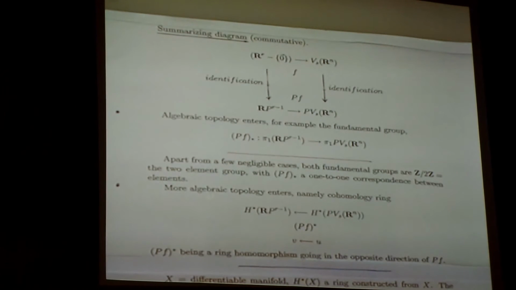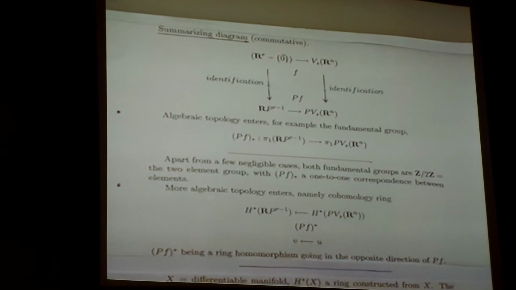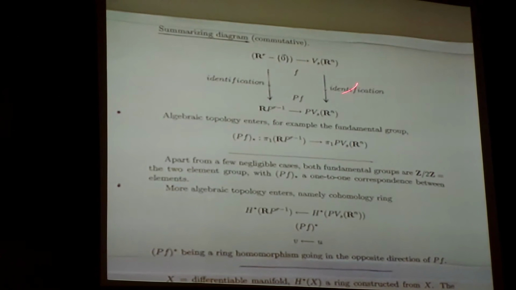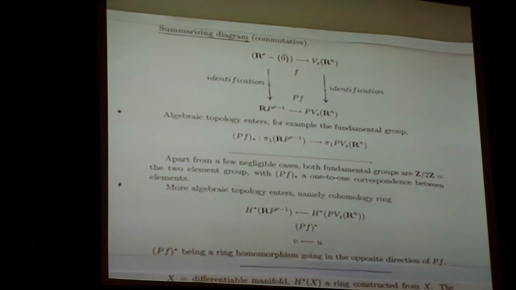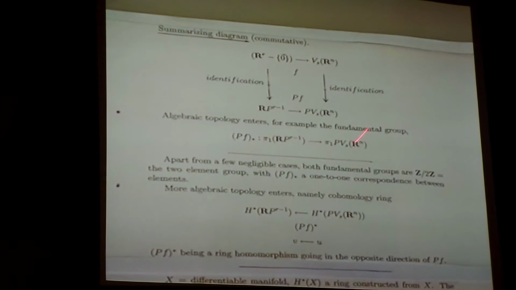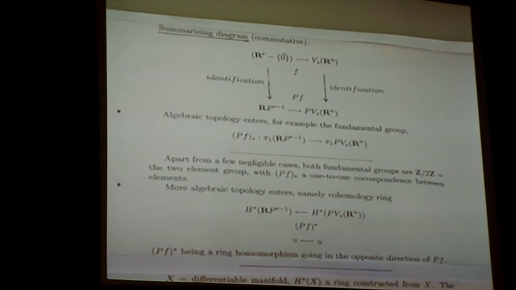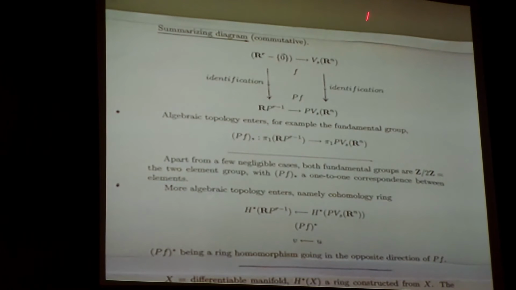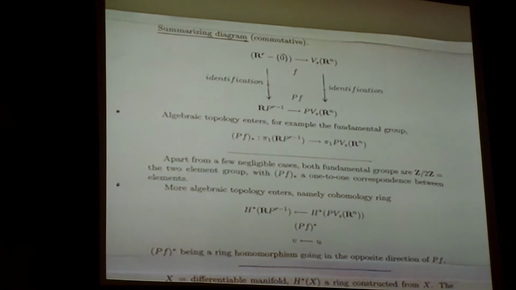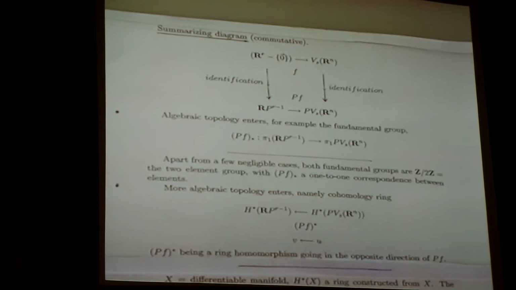Whenever a commutative diagram appears with some maps between various geometric objects, algebraic topology enters. For example, we can bring in the fundamental group. The top guys have trivial fundamental groups, not interesting, but these two bottom guys have fundamental groups that are very interesting.